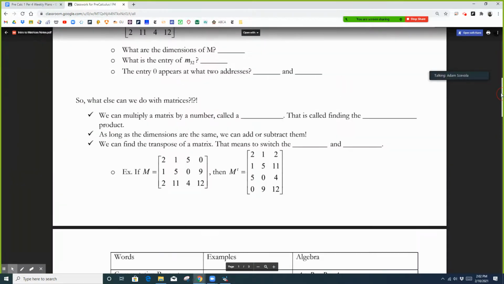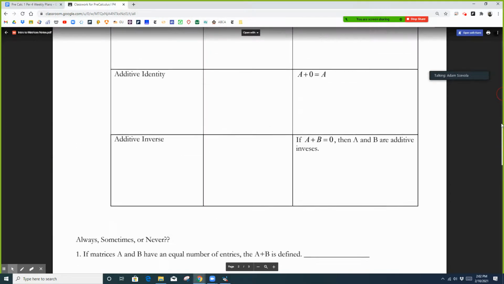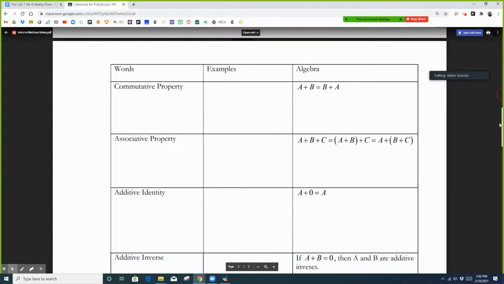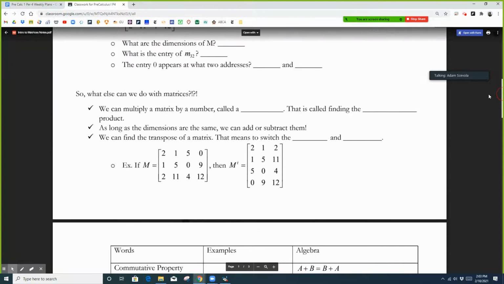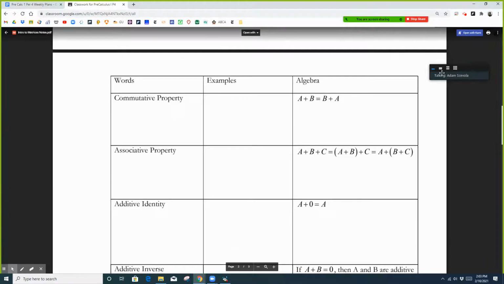All right, so now just some rules when it comes to adding and subtracting matrices. The commutative property means you can add in any order. Multiplication of regular integers is commutative, meaning 2 times 3 is 6, and 3 times 2 is 6. But subtraction isn't commutative. If I did 2 minus 3, that'd be negative 1. If I did 3 minus 2, it would be positive 1. So not all operations are commutative.